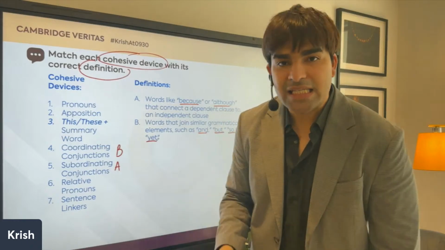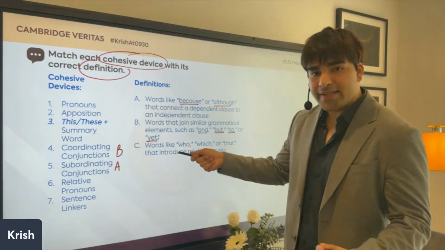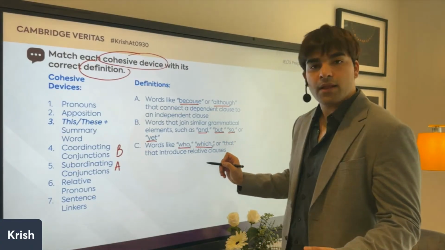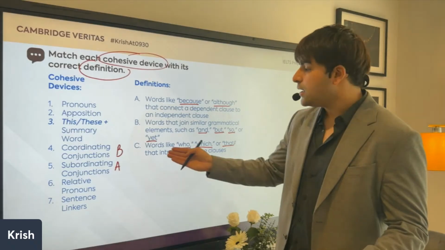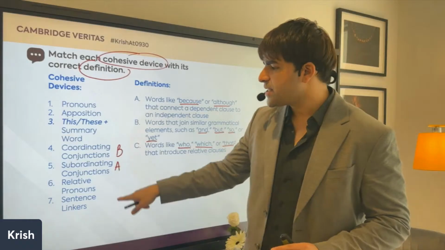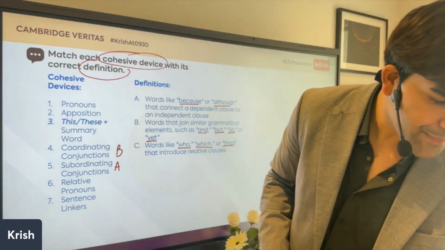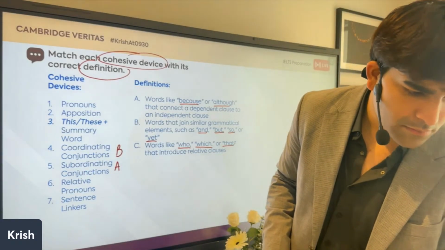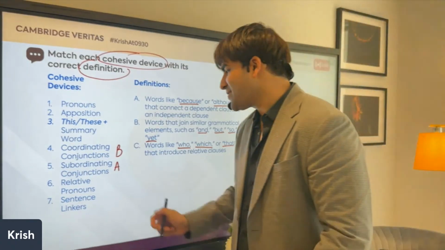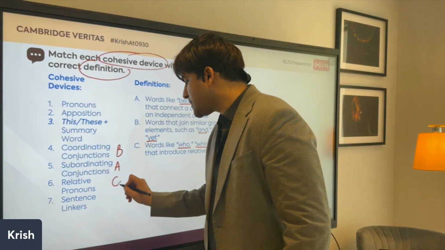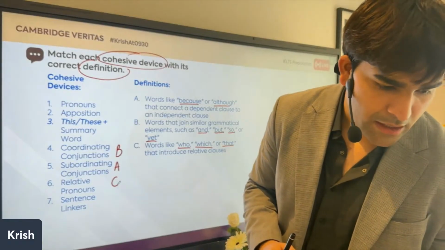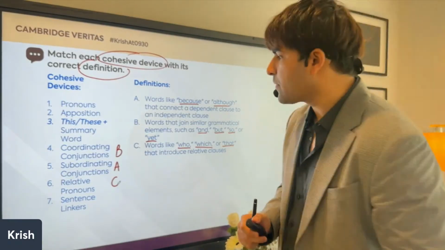Definition C. Words like who, which, that that are used to introduce relative clauses. So basically, words like who, which, that. Which one is it on the left hand side, ladies and gentlemen? The answer is already written. Superb. It's relative pronoun. It is C. Bingo. Nagashri, Priya, Mohammed. Thank you. Superb. All right.